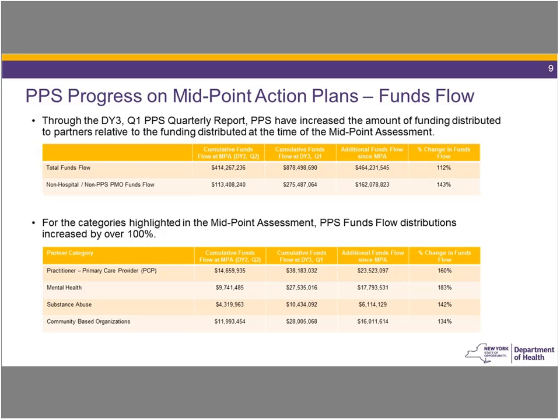And then, taking a step further and looking at the distribution to those 4 partner categories that were highlighted as part of the standard modification. For the PCPs, we saw a 160% increase from $14.6 million at the midpoint to over $38 million 3 quarters later. Mental health, 183% increase from $9.7 to $27.5 million.